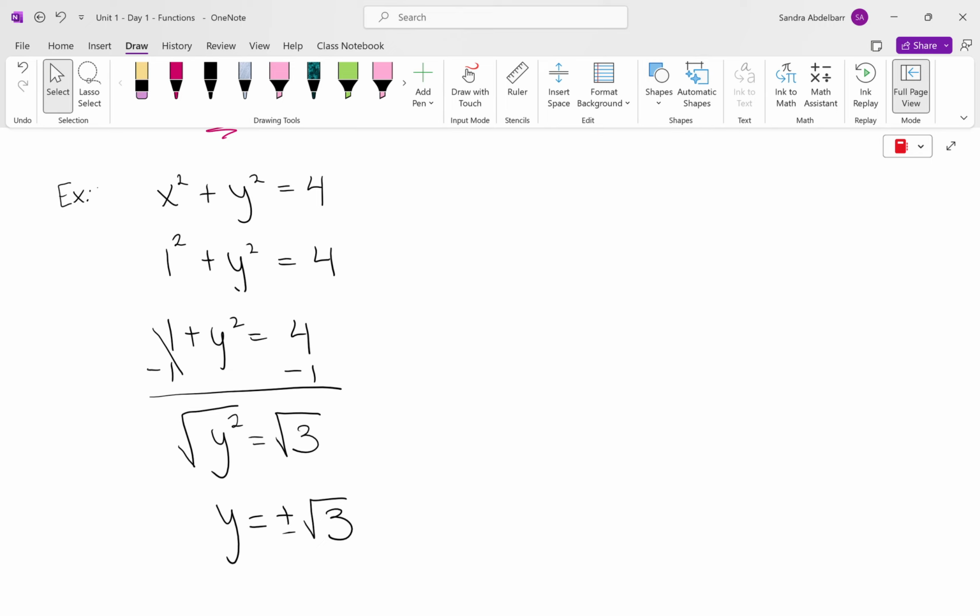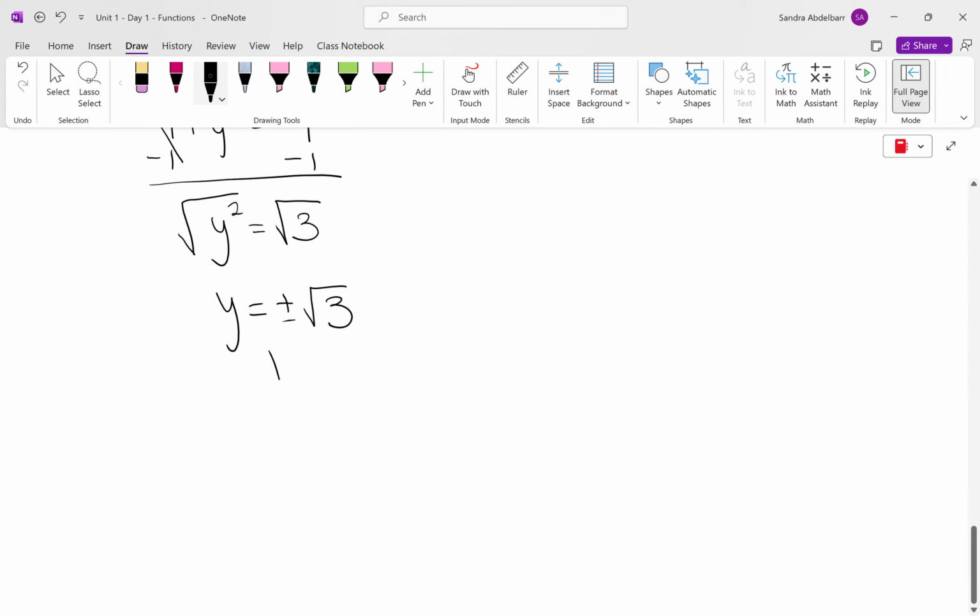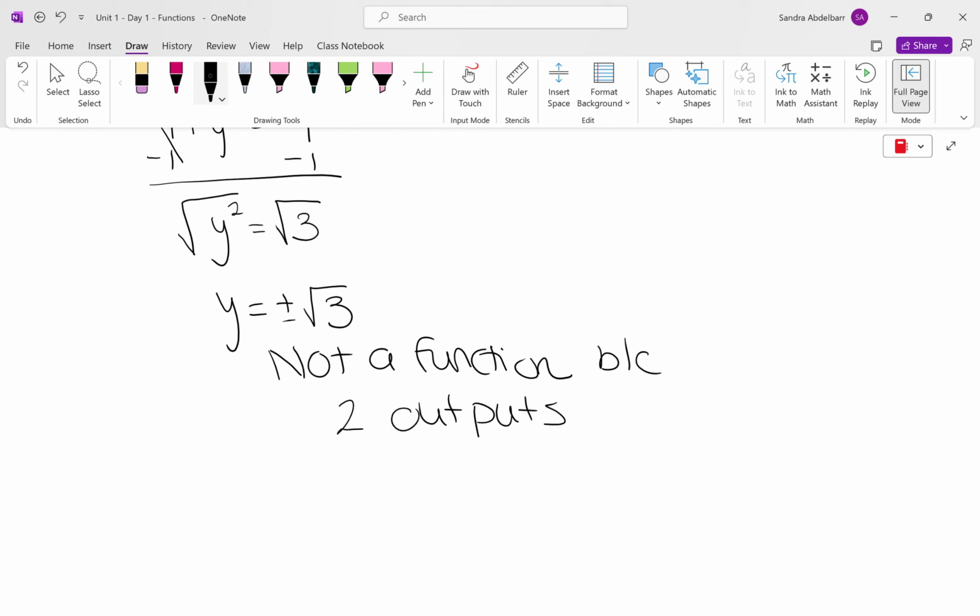What do I want you to realize? I input the number 1. Once I input that number 1 and I simplify down to find my output, it gave me positive root 3 and it also gave me negative root 3. So my input gave me 2 different outputs. Is that a function? No. So that means this is saying Sally was born on June 23rd and August 5th. Is that possible? It is not possible. So this is not a function because 2 outputs.